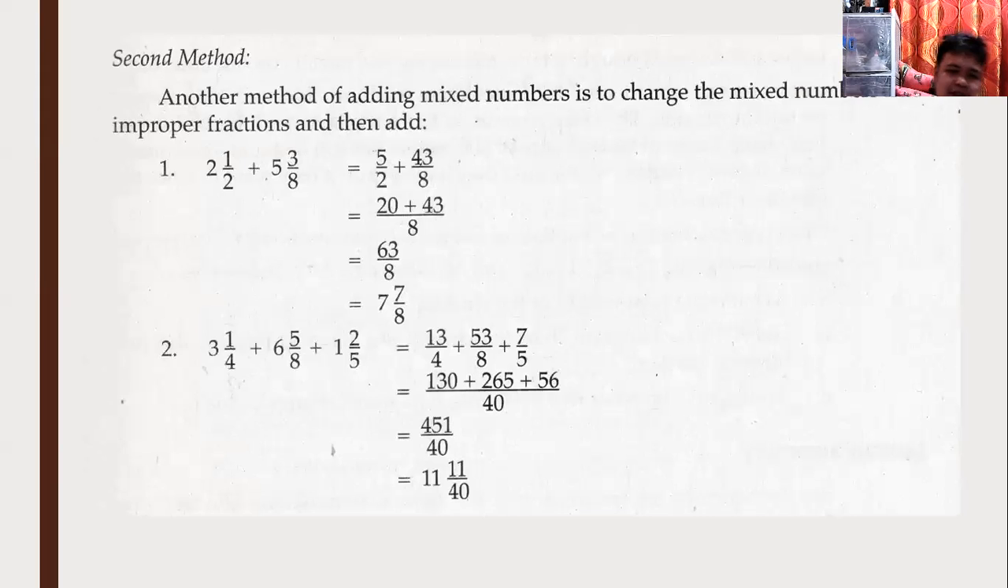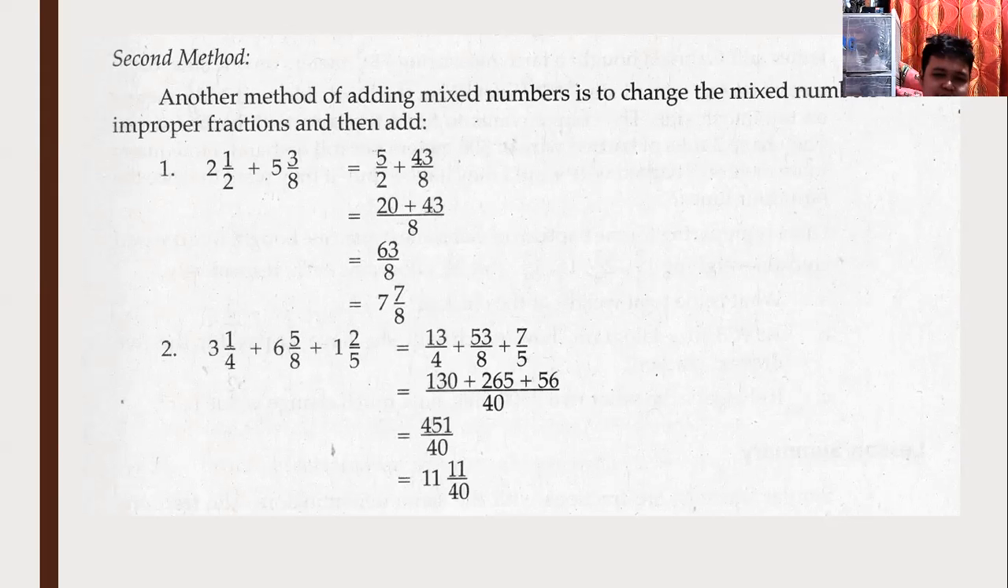Then, may second method tayo. Another second method of adding mixed numbers, change the mixed numbers into improper fraction. Ayan. Ano yung improper fraction? Yung malaki yung numerator kesa doon sa denominator. So, yun yung improper fraction. So, ngayon, one example dito is number 1: 2 and 1/2 plus 5 and 3/8. So, ang nakalabasan is 5/2 plus 43/8. Bakit yan naging 43/8 siya? Sige nga.